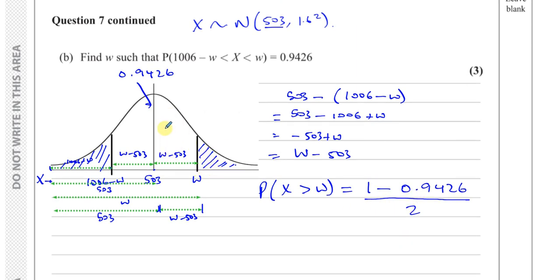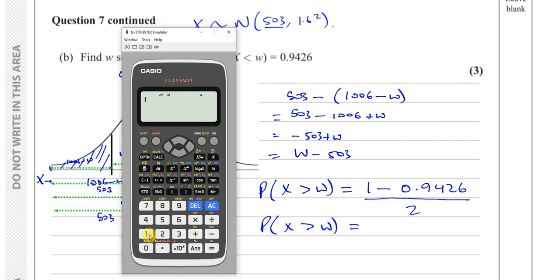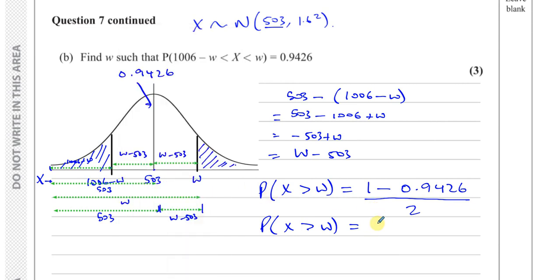This is actually easier. So you do 1 minus 0.9426, which gives you these two areas, divide by 2, which gives you one of them. So the probability that X is greater than W is going to be equal to, let's just put this in the calculator. We have 1 minus 0.9426 divided by 2. That gives me 0.0287. So that's this area over here, 0.0287. That's the area that we're looking for here.